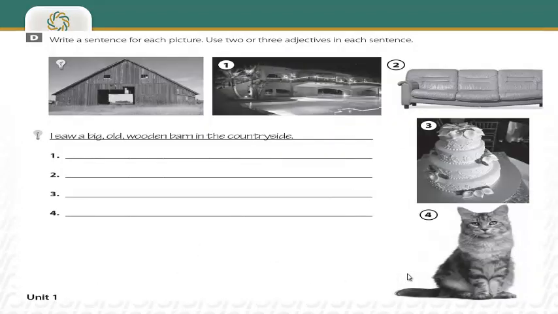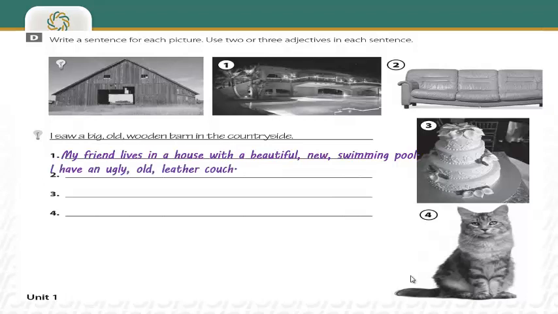structure. Write a sentence for each picture. Use 2 or 3 adjectives in each sentence. If we are going to describe these pictures, what can we say? I saw a big old wooden barn in the countryside. My friend lives in a house with a beautiful new swimming pool. I have an ugly old leather couch. There was a delicious tall white cake at the wedding. That's a big fat old cat.